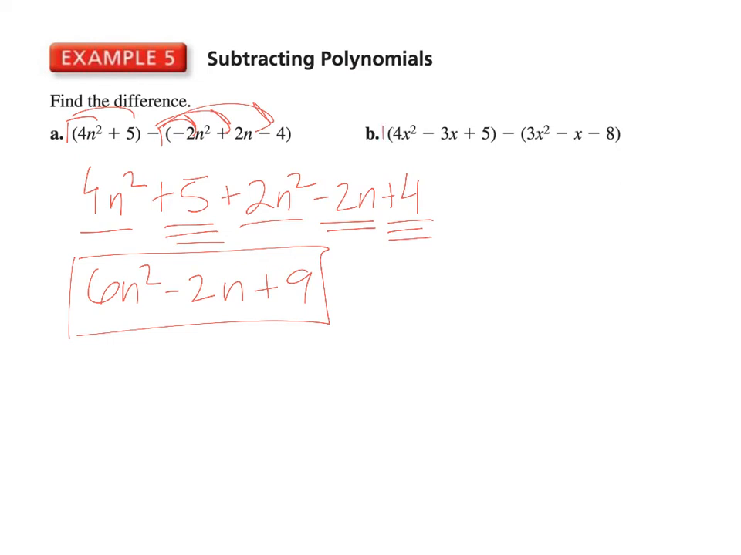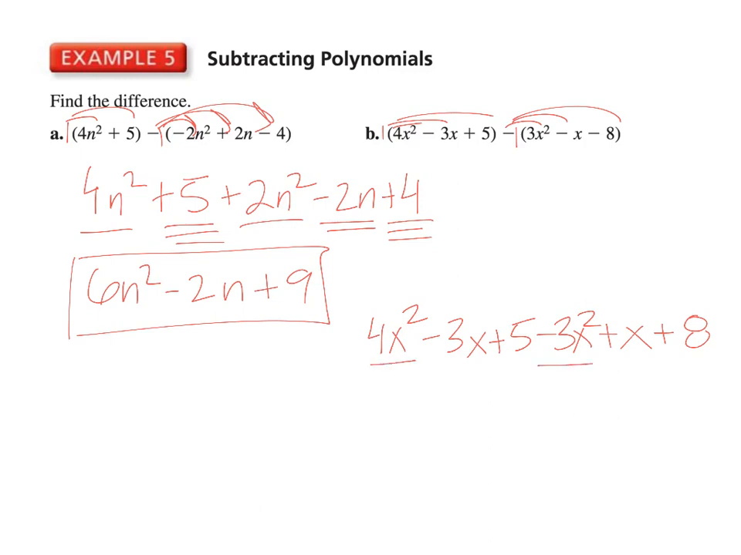All right, here we're distributing a 1, drop the parentheses. Here we're distributing a negative 1, so change the sign of each term. So I'm going to have 4x squared minus 3x plus 5 minus 3x squared plus x plus 8. So I have x squared, and I have negative 2x, and I have plus 13.